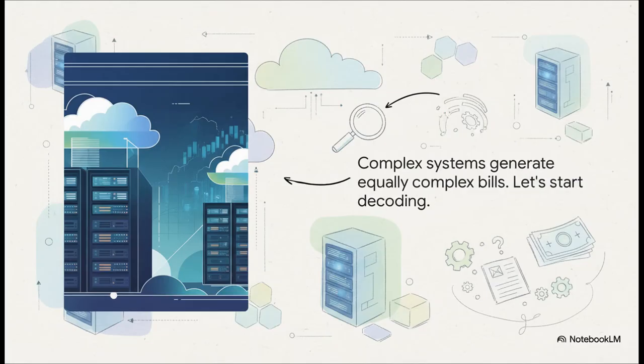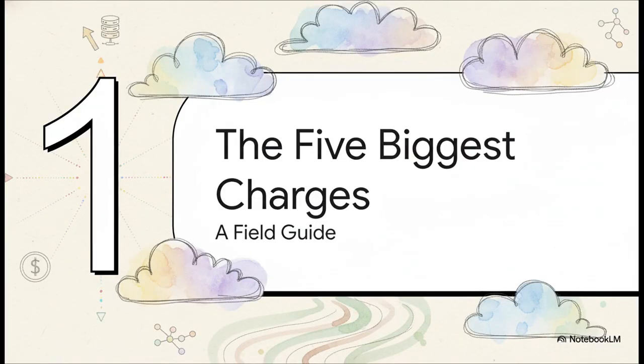I mean, look at this. All these complex systems, they're what make our digital lives possible, right? Your apps, your websites, the whole shebang. But the flip side is that all this complexity creates equally complex bills. So it's time to pull back the curtain. Let's start decoding. All right, here we go. Think of this next part as your field guide to the cloud bill. We're going to hunt down the 5 biggest charges you'll see on there.